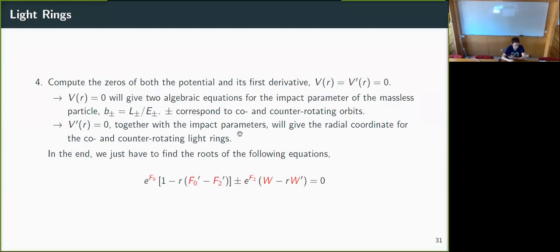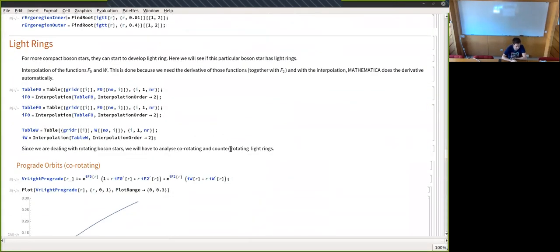In the end, what we have to do is basically find for which r this equation goes to 0. The plus sign corresponds to co-rotating and the minus to counter-rotating. In the case of these Boson stars, there are no co-rotating light rings. You cannot find anything, so this will never be 0. But for the counter-rotating case, for some compact Boson stars, you can start finding counter-rotating light rings.